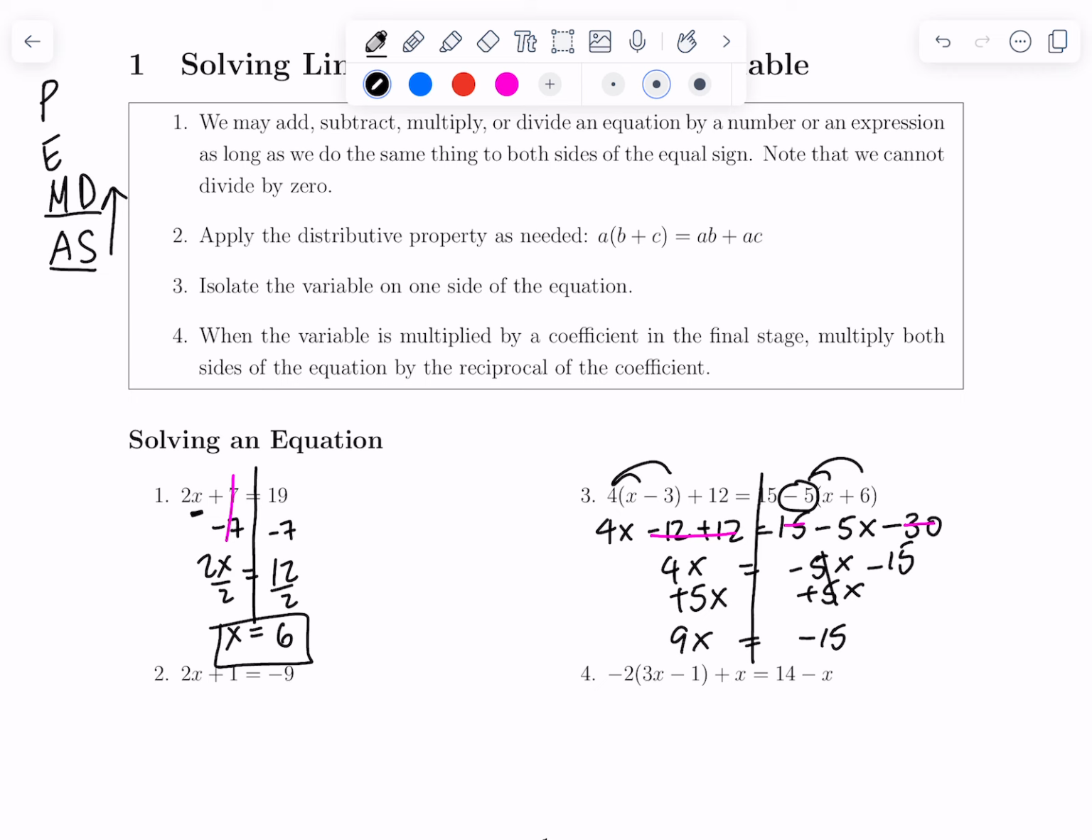Then the last step over here is to remove the coefficient of 9x, which we're going to do by dividing by 9 on both sides of the equation. So in this case, x equals negative 15 over 9, but you can simplify that by dividing the top and bottom of the fraction by 3. So over here it will be negative 5 over 3.